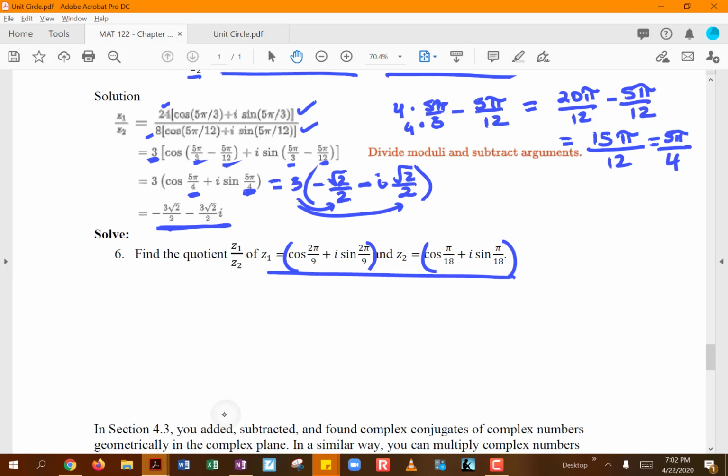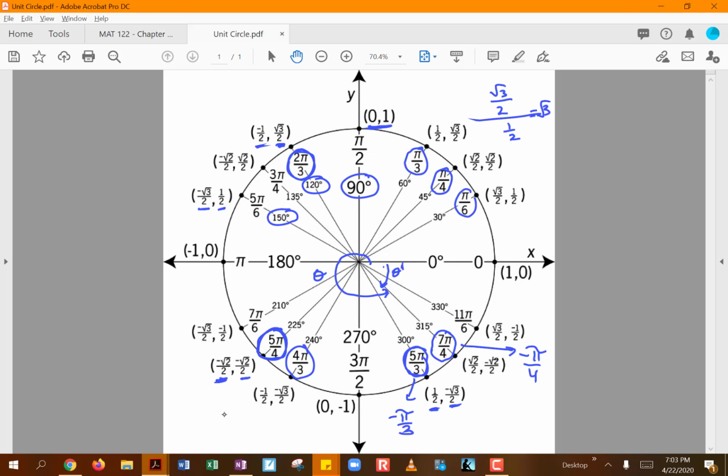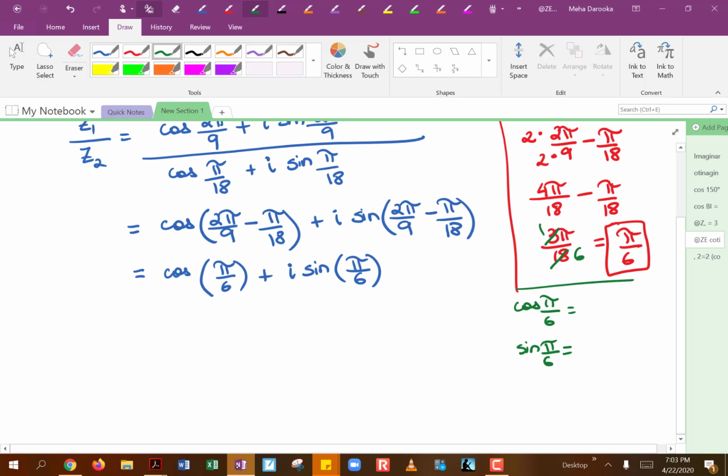Alright, pi over 6 is right over here, the 30-degree angle, so that's going to be square root of 3 over 2 for cosine and 1/2 for sine. So square root of 3 over 2 and 1/2.